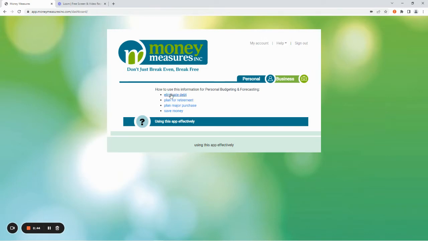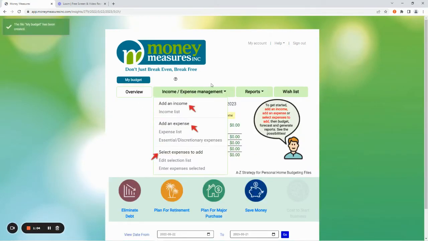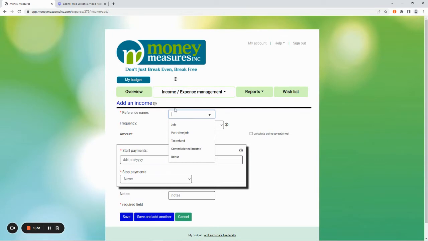When there are no files that exist, there are some pages from the help manual. If you want to do some reading about what the app is about, I'll create a file. And I'll add an income first.